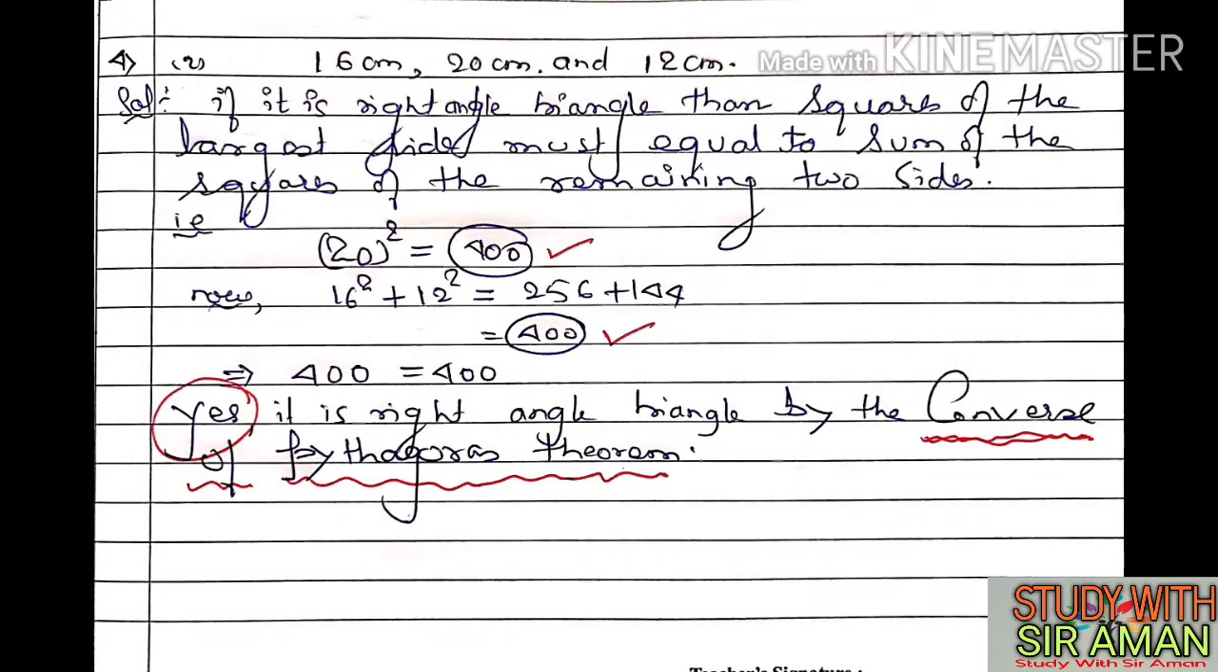Check the solution. What I have written: if it is a right angle triangle, then the square of the largest side must equal the sum of the squares of the remaining two sides. Okay, 16, 20 and 12. Which one is the largest? 20. What is the square of 20? 20 into 20, 400. Now the remaining 16 and 12. What is the square of 16? 256. What is the square of 12? 144. Plus it, 400. Now 400 is equal to 400. Then you can say yes, it is a right angle triangle by the converse of Pythagoras theorem.